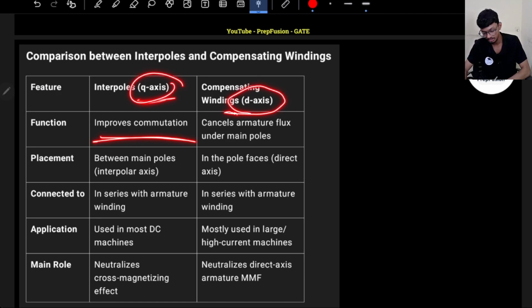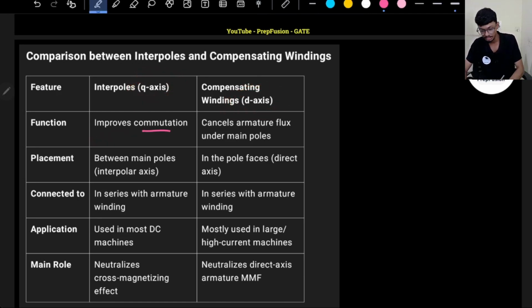So interpoles will mainly help in commutation, because in the Q axis commutation happens, right, and reactance voltage will be generated at that time. We will discuss commutation in the next lecture. So that's why interpoles mainly help in the Q axis, and compensating winding mainly helps in the D axis. Placement will be between the main poles in the interpolar axis. In case of compensating winding, it will be in the pole faces.